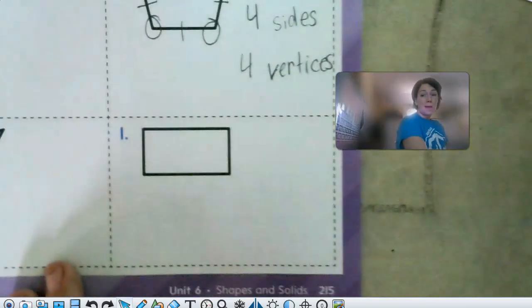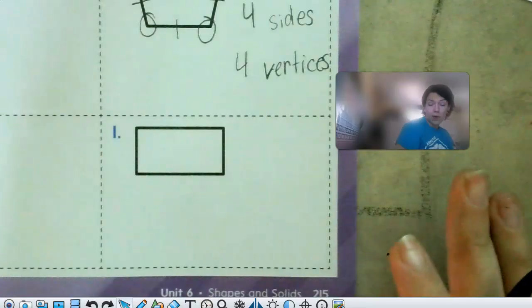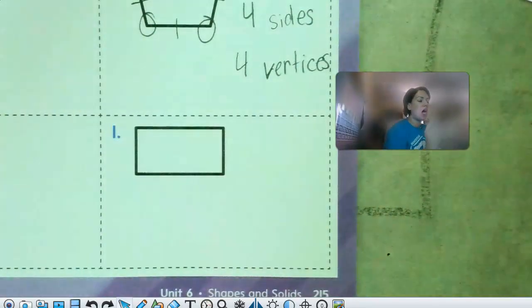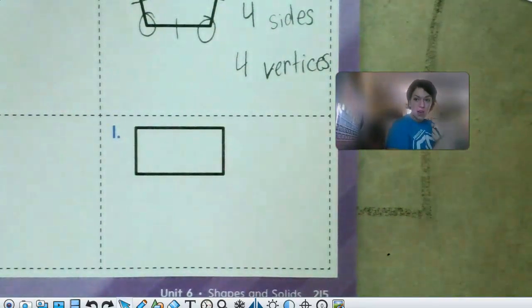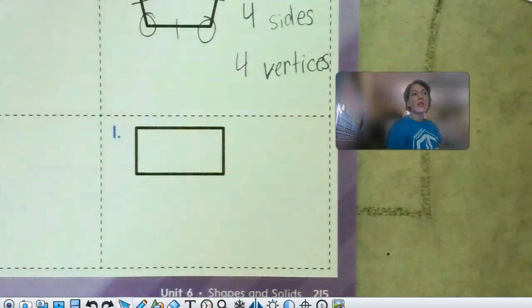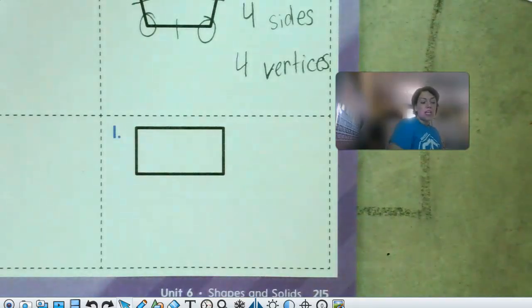So just at baseline, this is all we're worrying about right now. We're seeing how many sides they have and how many vertices. And then we're going to start looking at how that helps us determine what shape we're looking at. If anyone has any questions or concerns, please let me know.